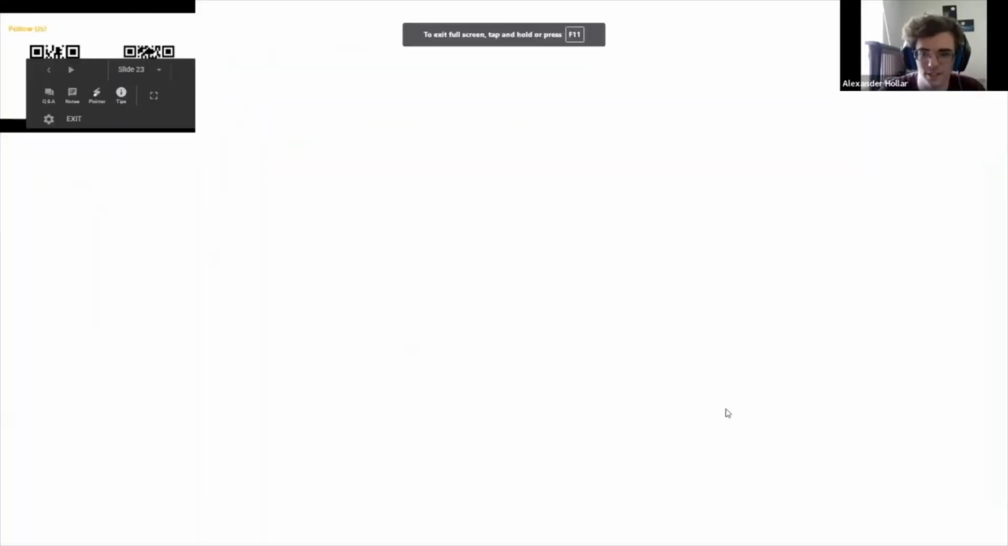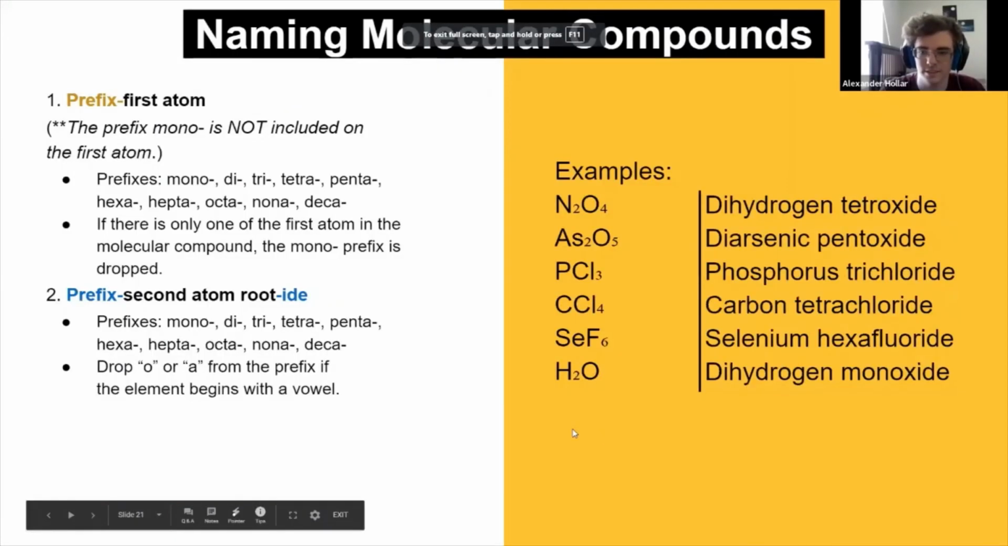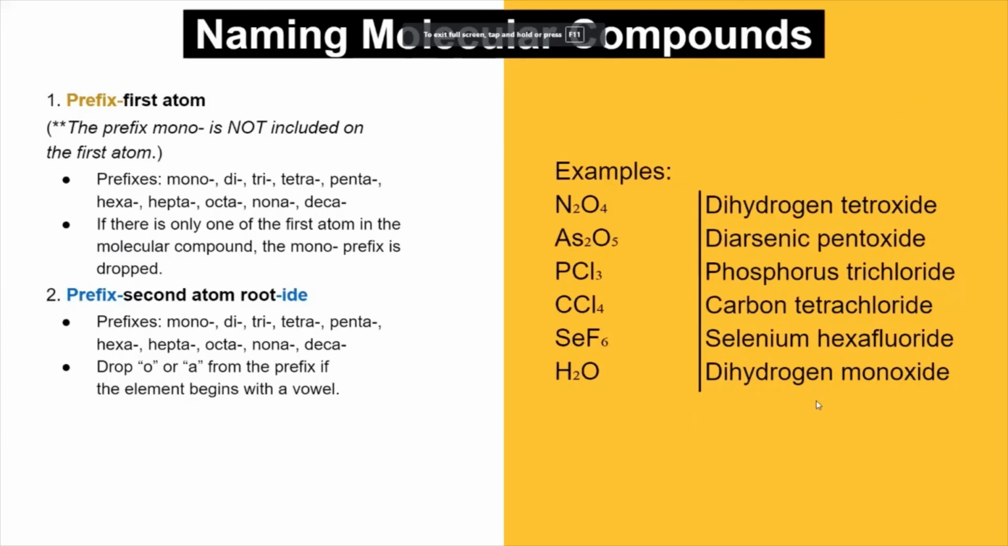I have a quick question on those. Is there a reason we don't put monocarbon tetrachloride or monoselenium? Yeah, because if there's only one of the first atom, the mono prefix is dropped. So the prefix mono is not included on the first atom. Oh, I see. I just didn't read that all the way through. Thank you. That's a good question.